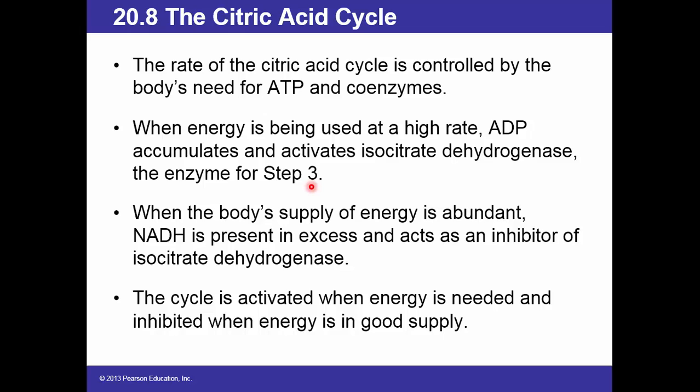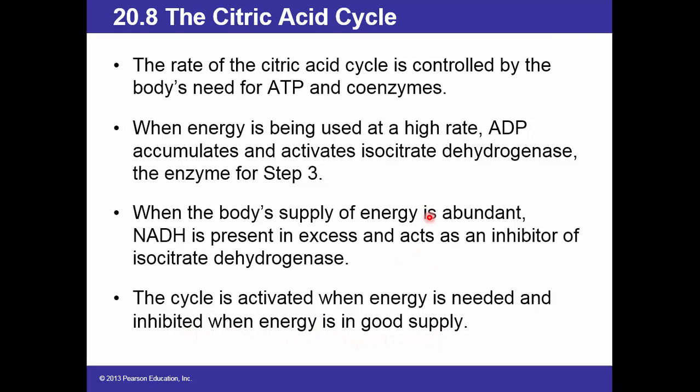Now the rate of the cycle is controlled by the body's need for ATP and coenzymes. When energy is being used at a high rate, ADP accumulates and activates isocitrate dehydrogenase, the enzyme for step 3. Now when the body's supply of energy is abundant, NADH is present in excess and acts as an inhibitor of isocitrate dehydrogenase. Now the cycle is activated when energy is needed and inhibited when energy is in good supply.